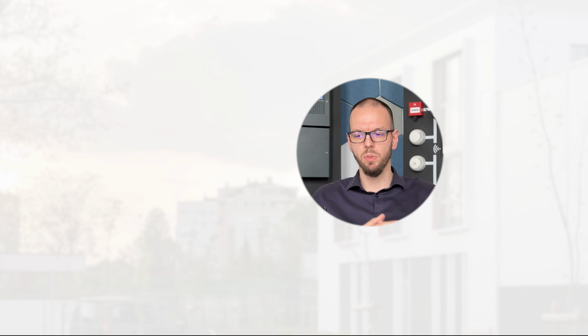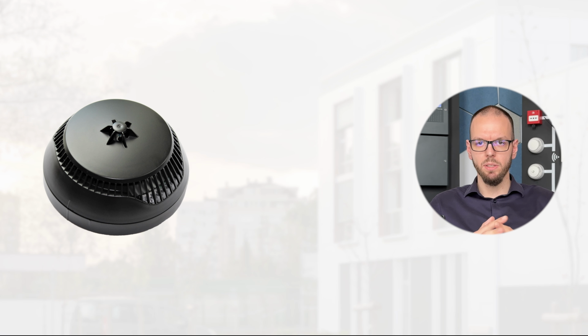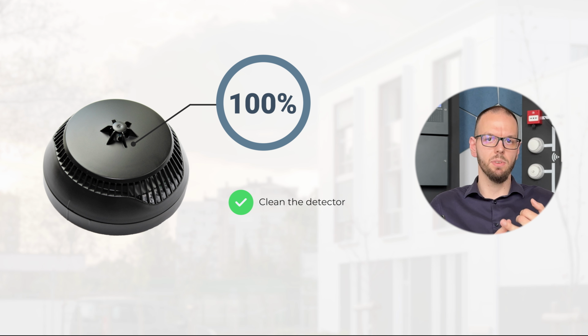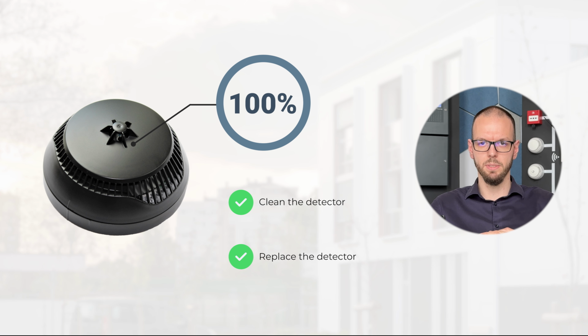It's important to know that when you reach 100% pollution, that means that you need to either clean the detector or potentially replace it if needed in order to prevent false alarms. So again, what does it mean to have 100% pollution? It means that your detector is not capable of increasing its alarm threshold. It's still going to work normally, but it's better if you clean or replace that detector.